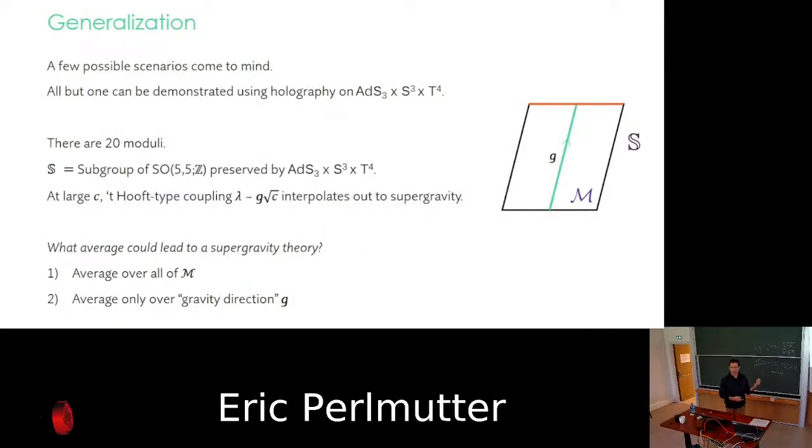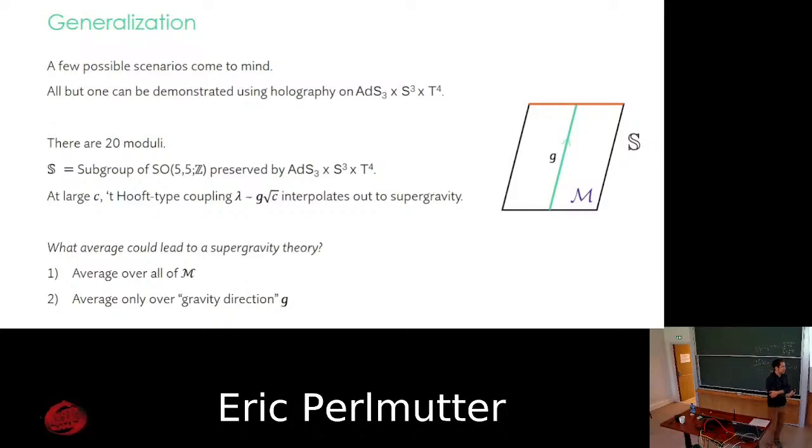You can think about this in the AdS3 times S3 times T4 context for a concrete example. In this case, there are 20 moduli. There is an S-duality group. And there's one coupling g, which in a double scaling limit takes you out to a supergravity regime. So here's the free point. Here's supergravity. And there's all the other moduli in the orthogonal non-gravity direction, so to speak. So what average could lead to a supergravity theory?